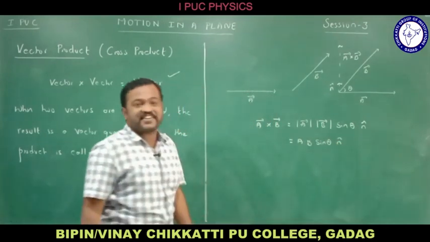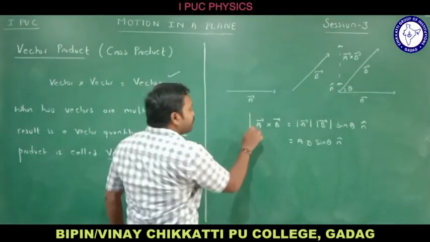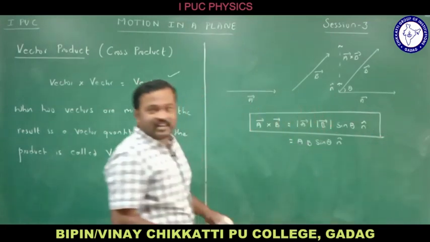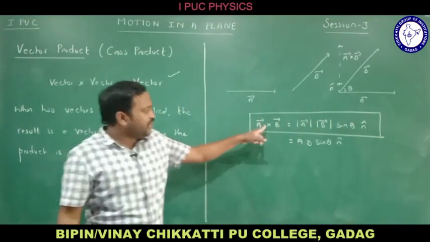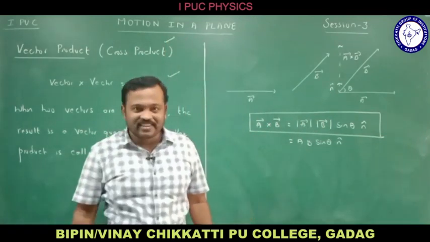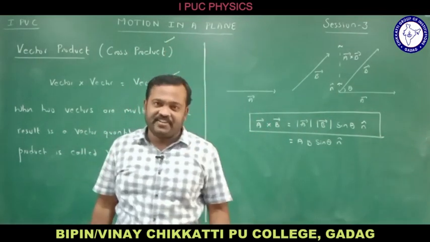What shall I write now here? N cap. Right. So do remember this formula. What is the formula for A cross B? If the result is a vector quantity, we write it as cross. That is why the name cross product. Okay, let me define it now here.